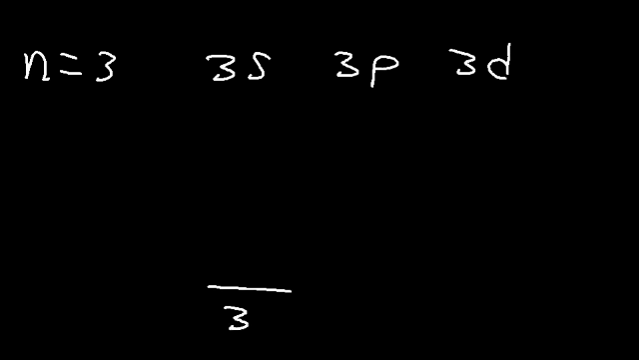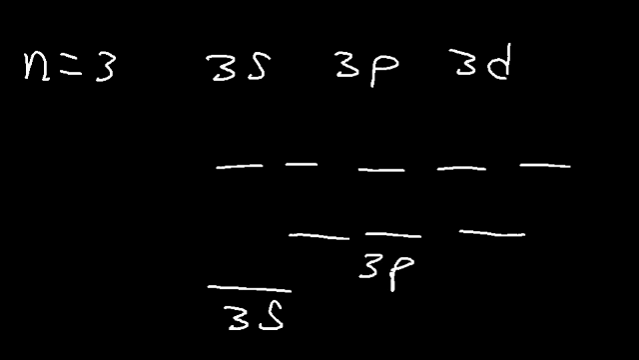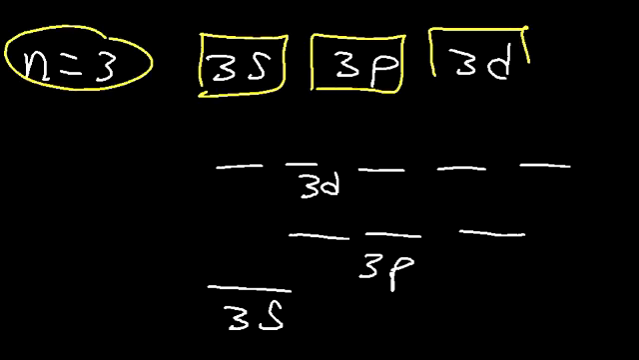Now consider the third energy level, which we said has the 3s, the 3p, and the 3d sublevel. S has 1 orbital, P has 3, and D has 5. So in the third energy level, which has 3 sublevels, there's a total of 9 orbitals. And as we said, the number of orbitals is n squared, and 3 squared is 9. So the equation works.